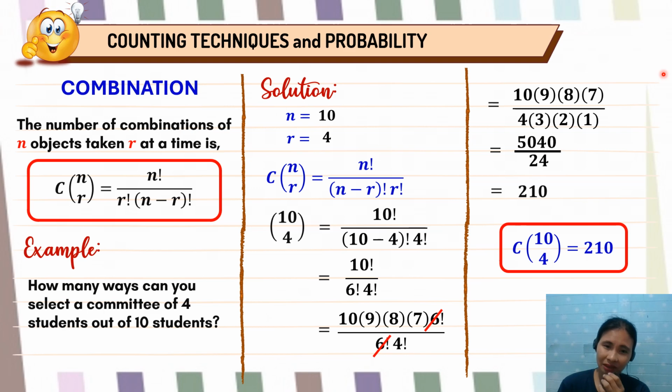But if your teacher allows you to use a calculator, you may not do that. You can directly multiply and then divide. With the help of the calculator, you can still get the value of the combination, which is equal to 210. I hope you learned something from the video.